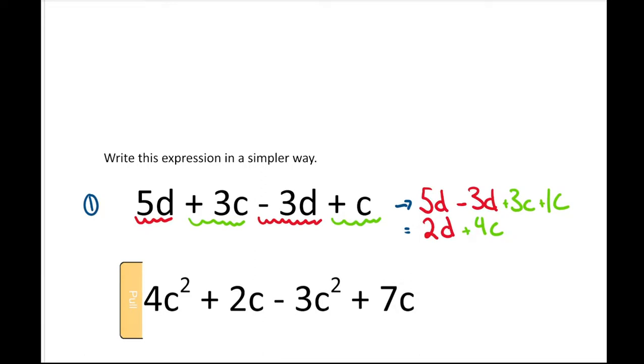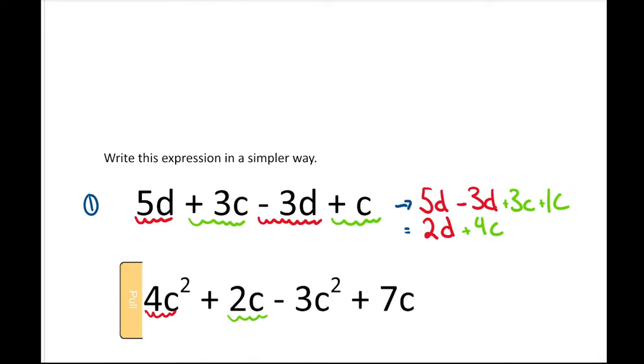If I look at the next example, I have 4C squared plus 2C minus 3C squared plus 7C. So all I have are C's. But there is a difference. There is a difference between 4C squared and 2C.